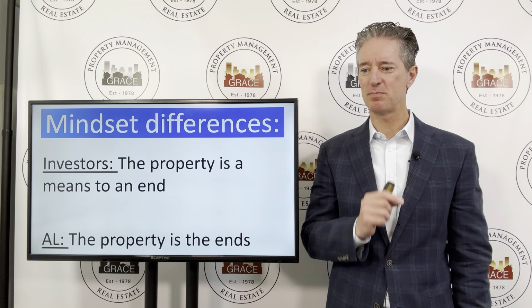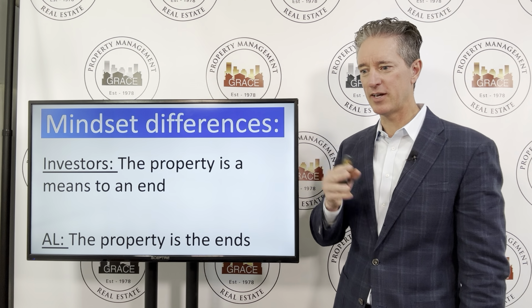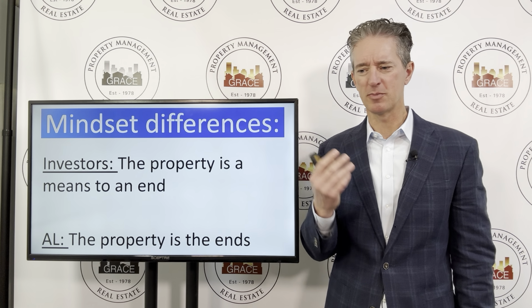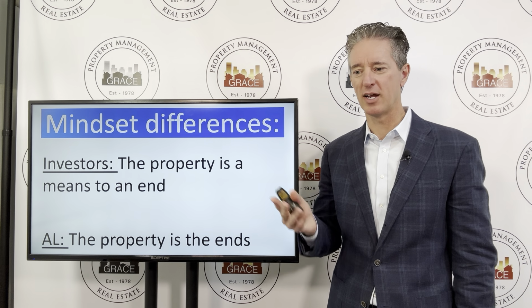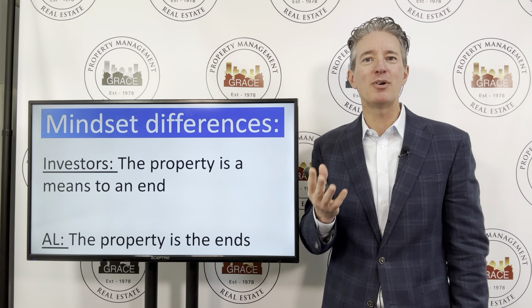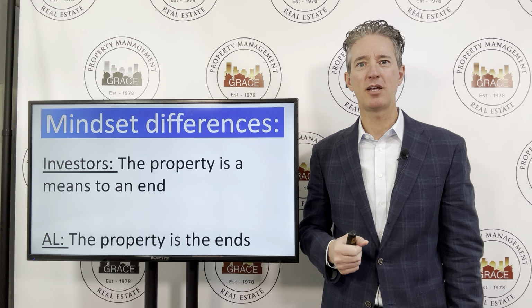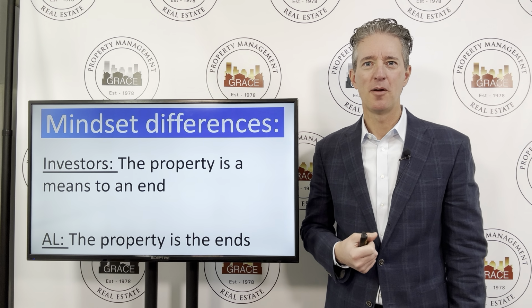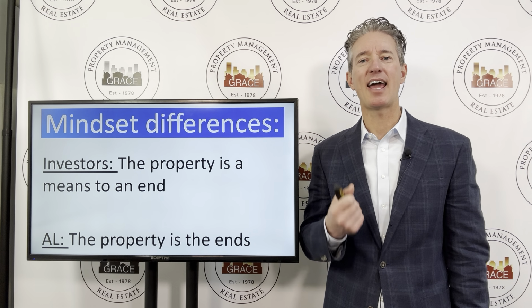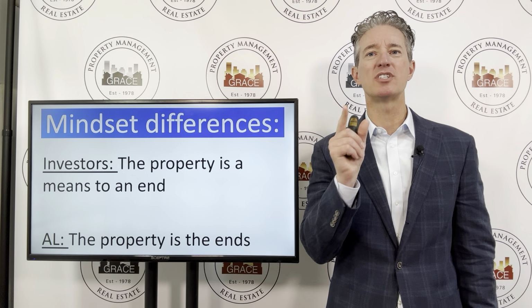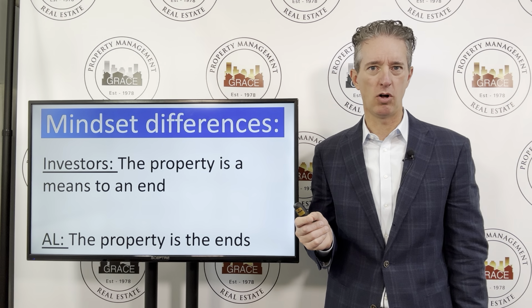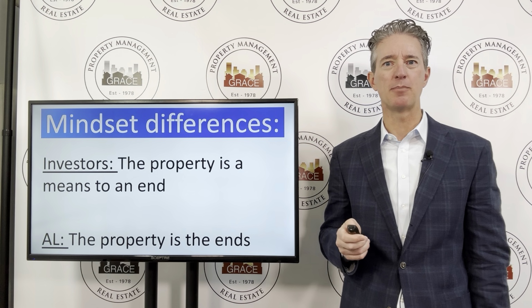Now, the difference between the investors, I'm confusing myself here, the investors, the property is a means to an end. The accidental landlord, the property is the end. Like, that's it. They want to hold on to their property. Yeah, of course they want to make some money from it, but the property is the end. They have that attachment. You just need to understand that. This is not a right or wrong at all. It's just an understanding that you as a property manager need to have.